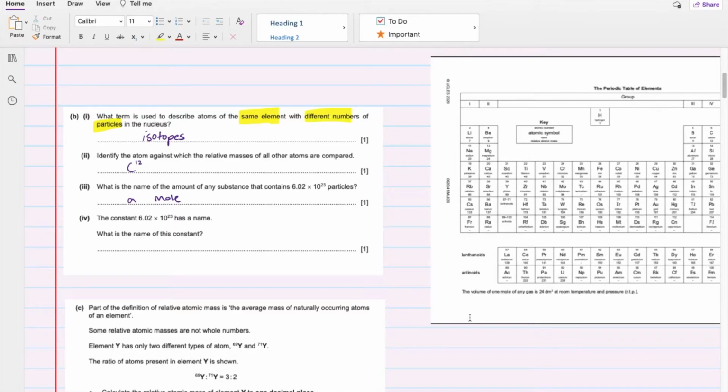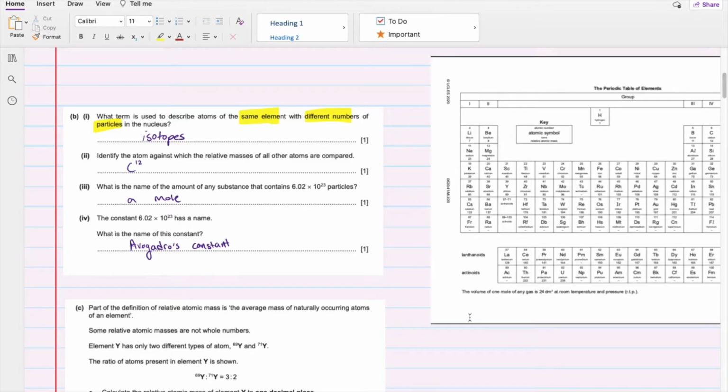So the number itself has a name, and that name is based off of the scientist, and that scientist is Avogadro. So it's named after him. And yeah, that's part B. Pretty straightforward and simple so far. I hope it's all making sense.